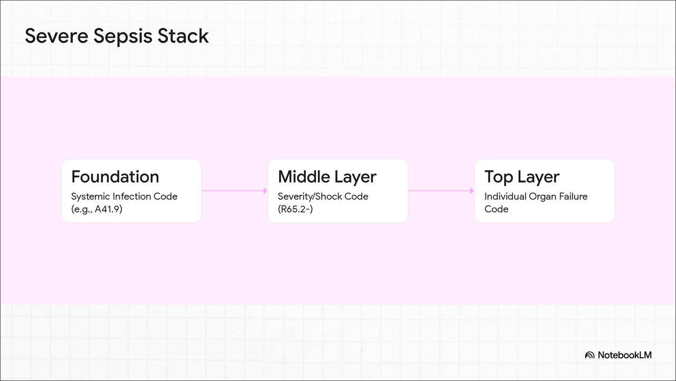This is your individual organ failure, like N17.9 for acute kidney injury. This severe sepsis mandate absolutely demands multi-code layering. If you miss a layer, the whole structure falls apart on your claim.